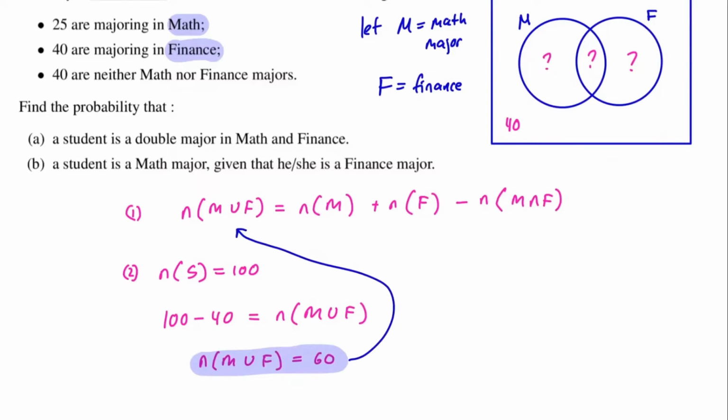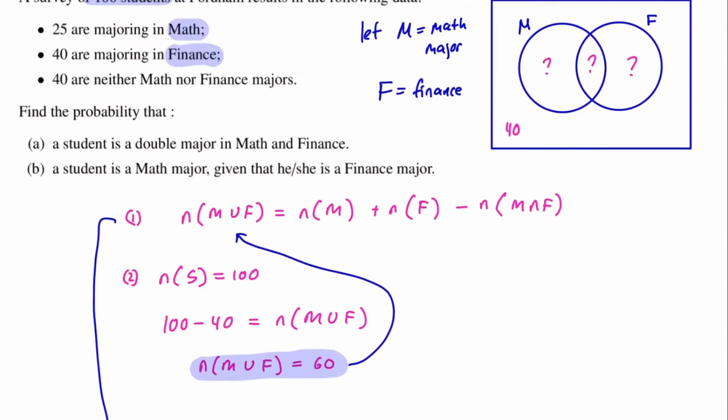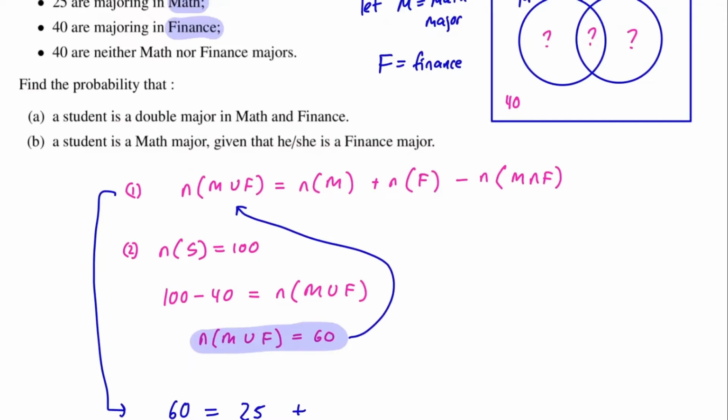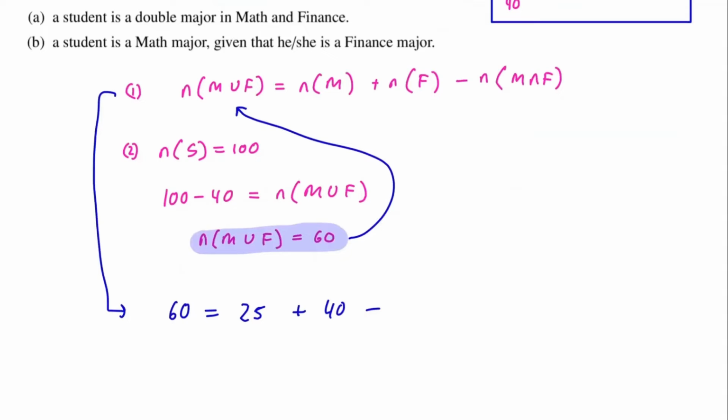Now, do I know how much I have here? Yes, we know that's 25. So I'm going to set up the following equation. Taking equation 1, we know the number of elements in their union is 60. The number of elements in the M circle is 25, and the number of elements in the F circle is 40, minus the intersection of their sets. So that would be enough to find the intersection.